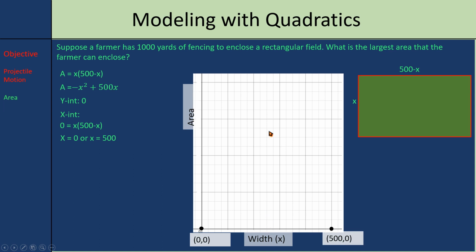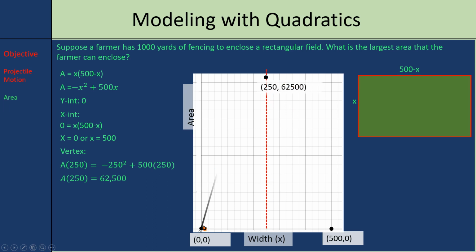Then in between has to be my axis of symmetry, which is going to be right here. Between that, it's going to be 250. So for my vertex, I have to put 250 in, and I find the vertex, right? And that comes out to be 62,500. So there's that point. At 250, I get 62,500. And then there is my graph. Okay. Now let's think about this. Why is it a quadratic? What does that have to do with a rectangular field?